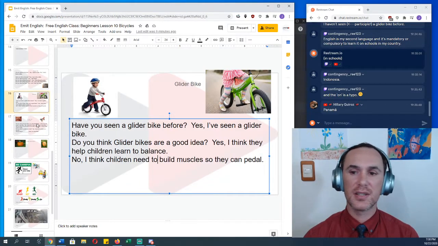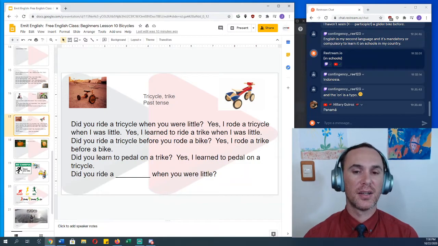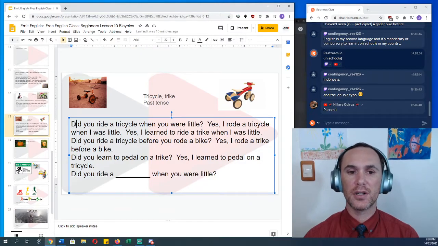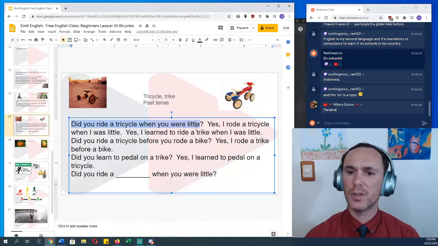So let's go on. Since neither of you had seen a glider bike before, how about the tricycle? We can have a conversation about a tricycle, right? Let's do a past tense question. And we're going to do the same thing, try to expand the language use. Did you ride a tricycle when you were little?